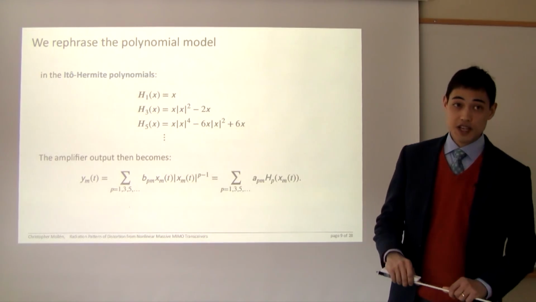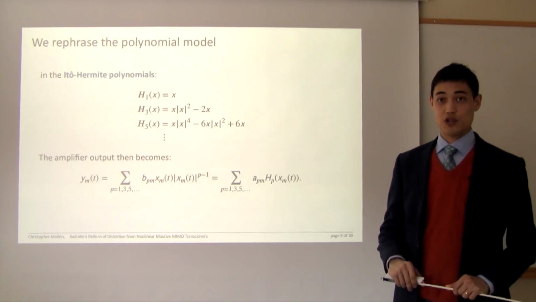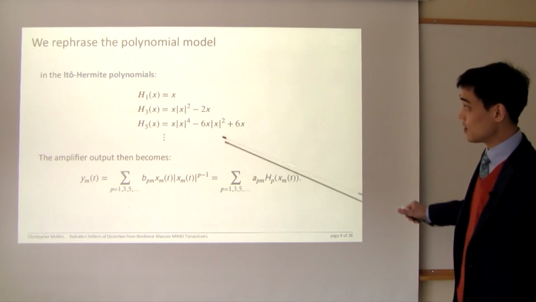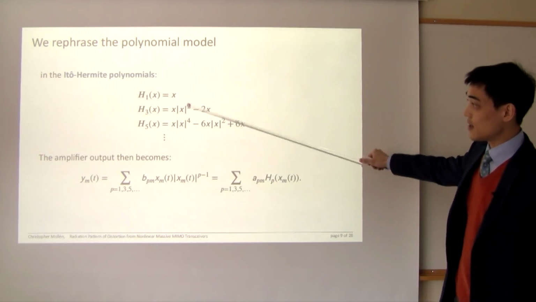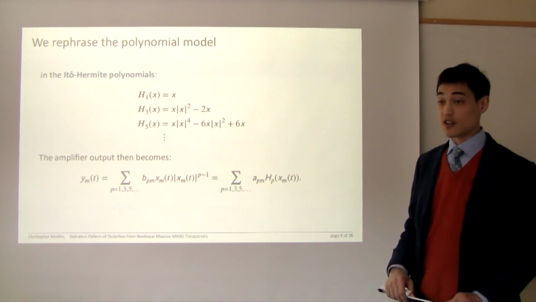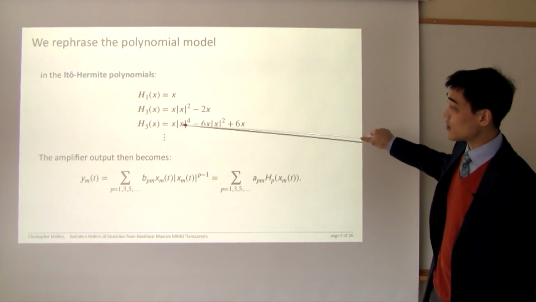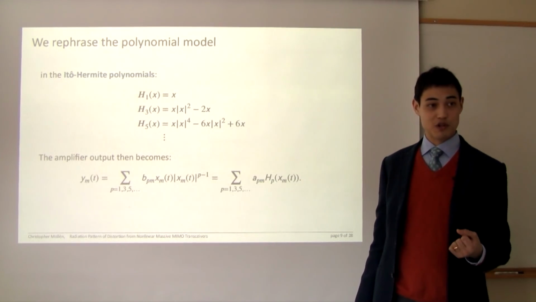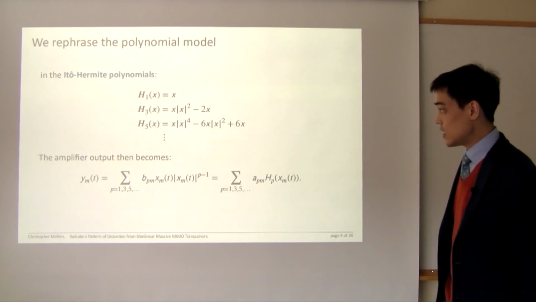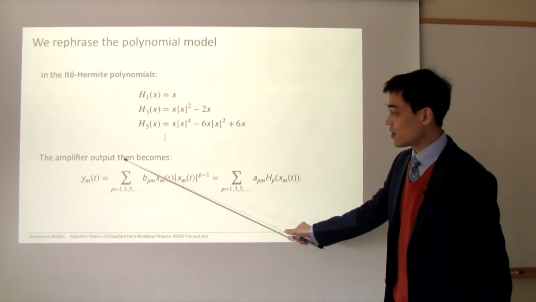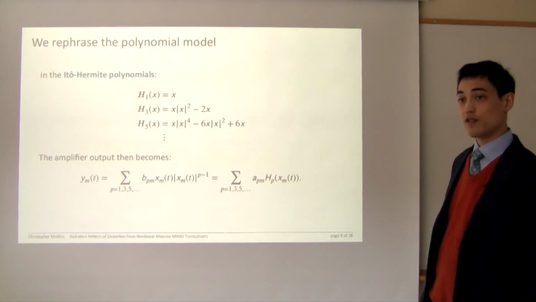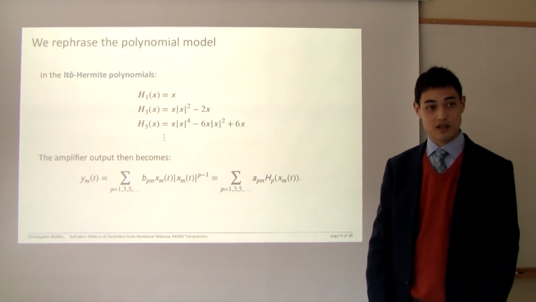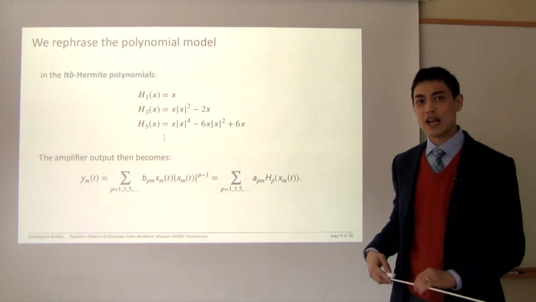So we will rephrase the polynomial model in order to do this in terms of the Ito-Hermite polynomials, the first of which are given by these expressions. As you can see, the Ito-Hermite polynomials are linear combinations of our complex polynomials. So we can rewrite this characterization of the nonlinearity in terms of these Ito-Hermite polynomials. And why would we like to do that?